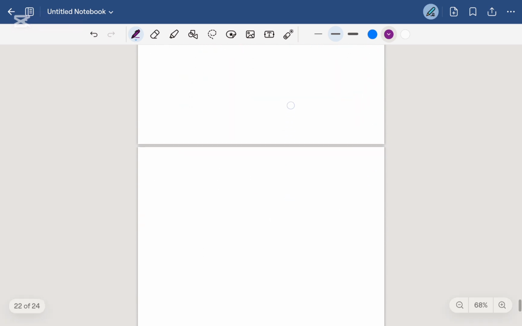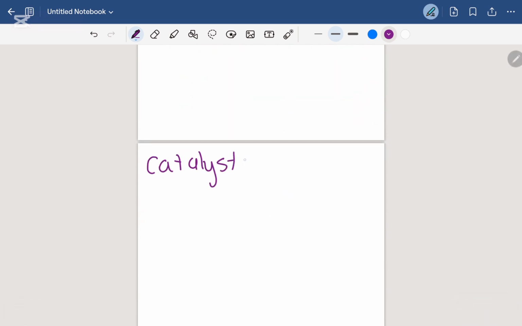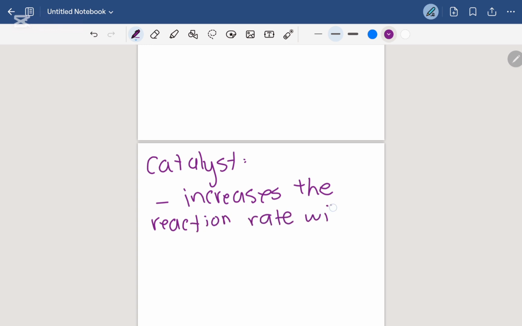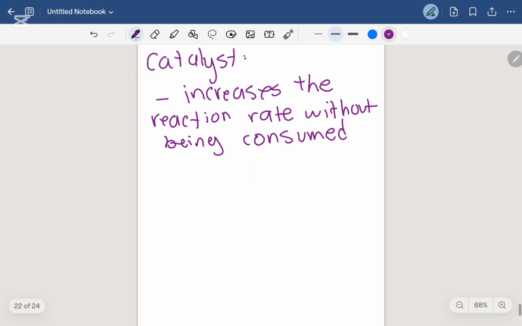Now we'll be talking about catalysts. I'll be writing some bullet points about catalysts, just some general ideas. A catalyst is a substance that increases the reaction rate without being consumed. So how does it increase the reaction rate?